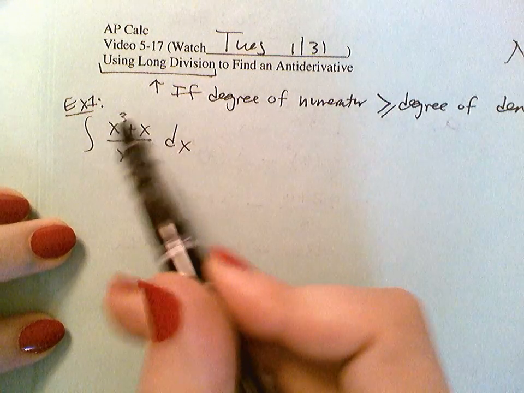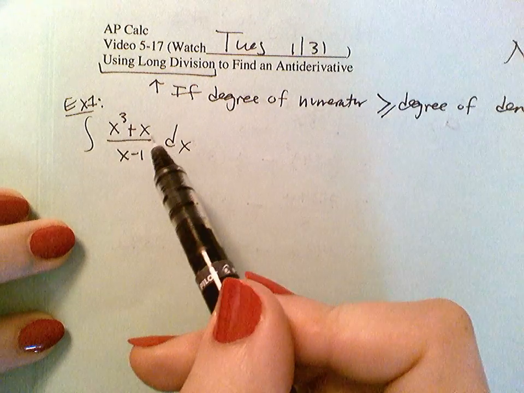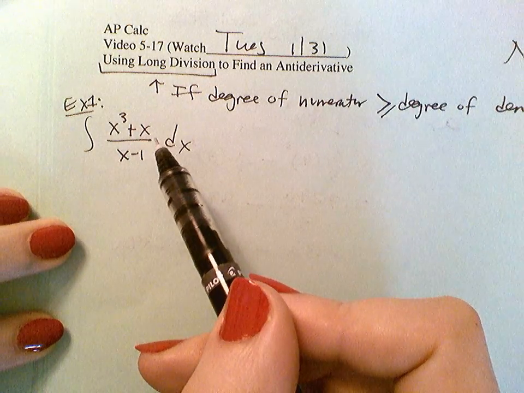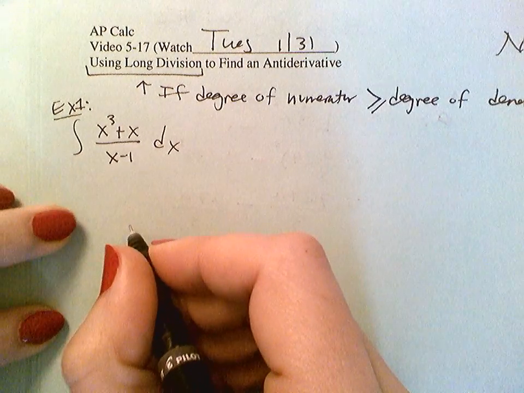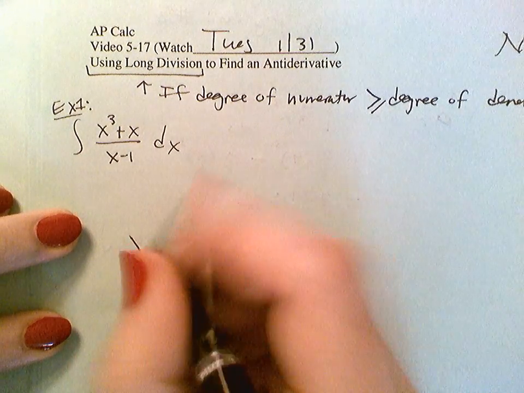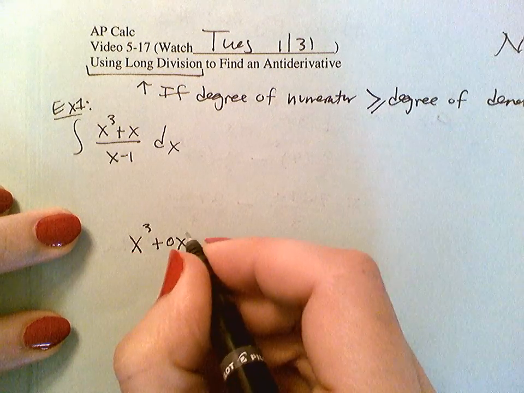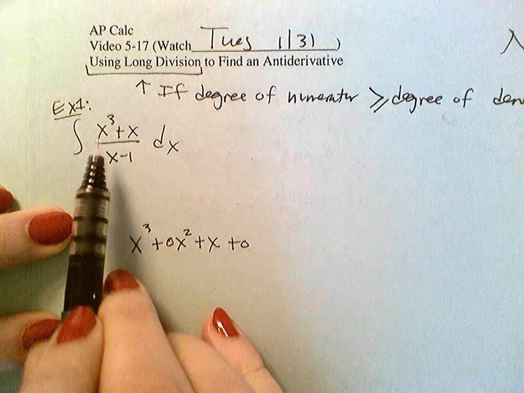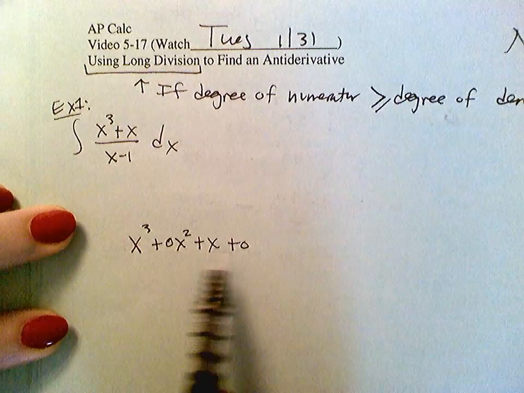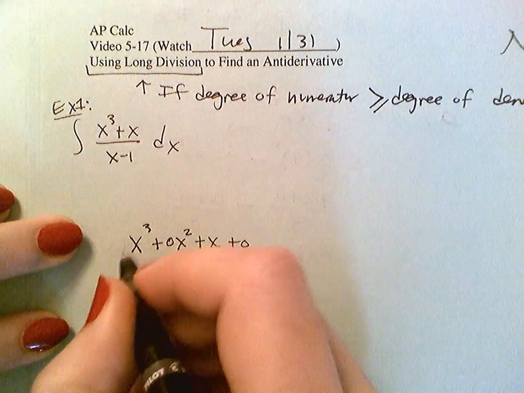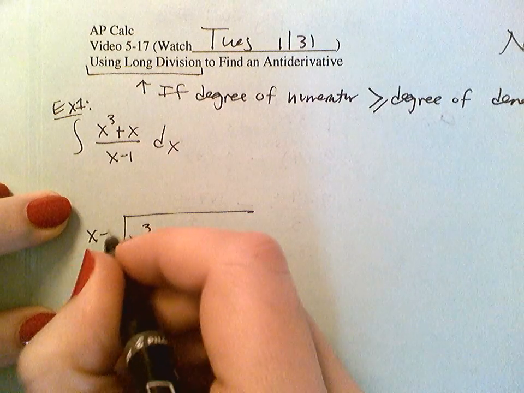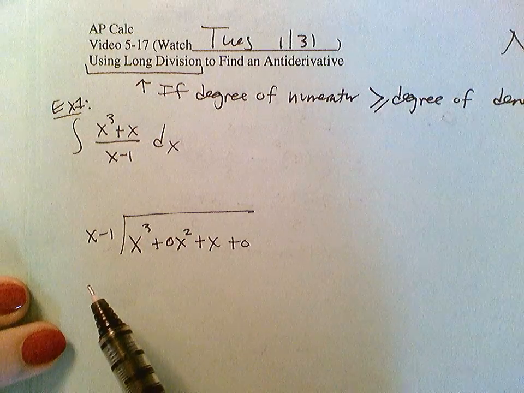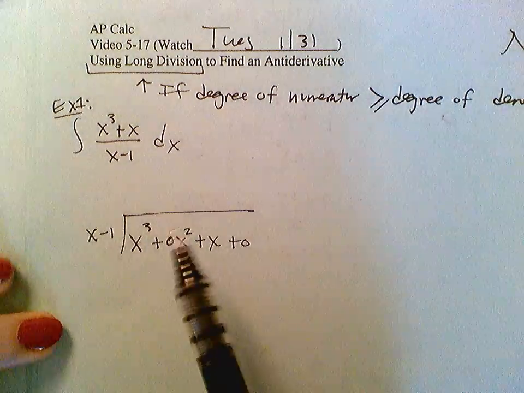So I want to take x to the third plus x. Notice I'm missing some terms here. I'm missing the x squared term, and I'm missing the constant term. So I'm going to write the numerator as x to the third plus 0x squared plus x plus 0. All the missing terms have a coefficient of 0. And then I'm going to divide this by the denominator, x minus 1. Hopefully this will refresh your memory, and if not, try to look up some videos on it, and I'll see if I have a pre-calc one up already.